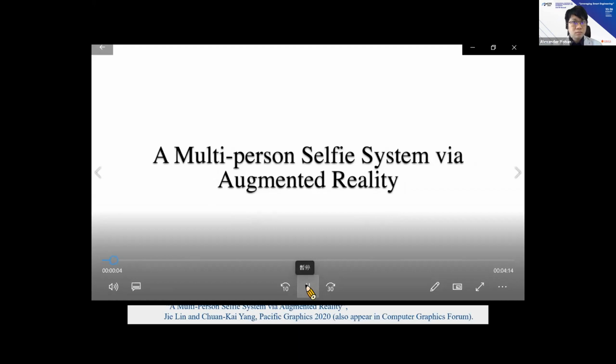Via augmented reality. We propose a technique based on modifying existing augmented reality technology to support the selfie of multiple persons without suffering the common distortion drawback of using a selfie stick.